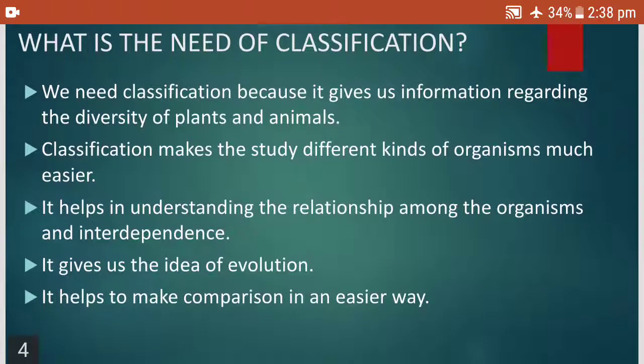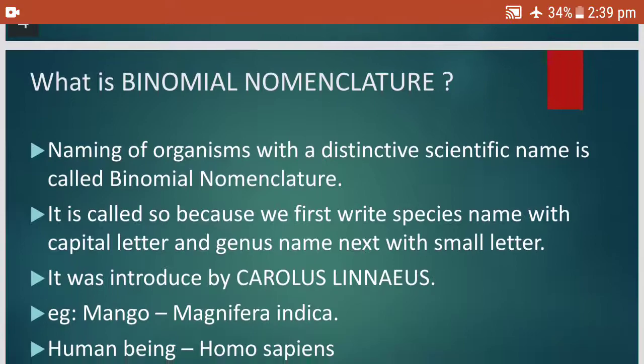Then what is the need of classification? We need classification because it gives us information regarding the diversity of plants and animals. Classification makes the study of different kinds of organisms much easier. It helps in understanding the relationship among the organisms and their interdependence. It gives us the idea of evolution. It helps us to make comparisons in an easier way. So this is the purpose and need for the classification of the organisms.